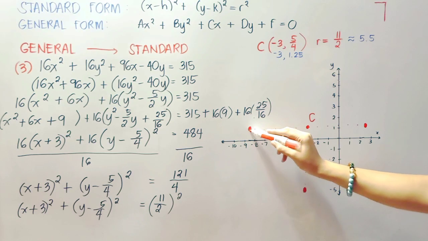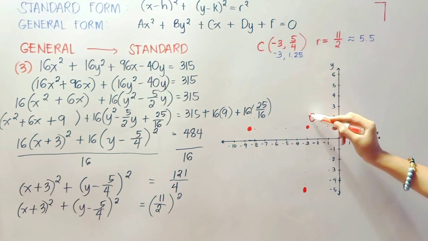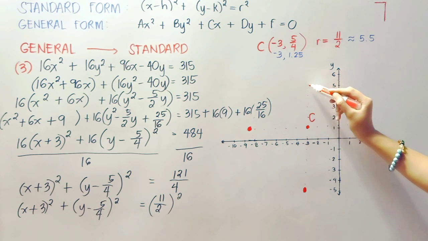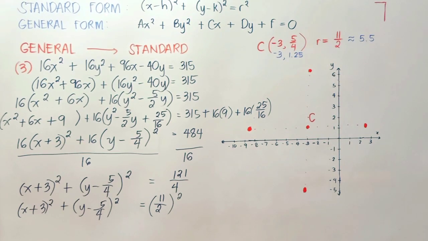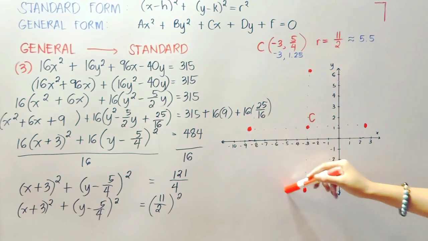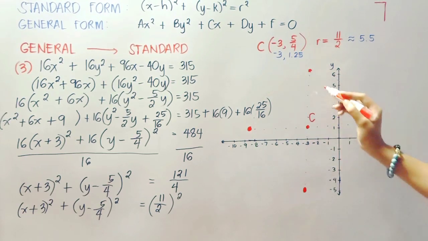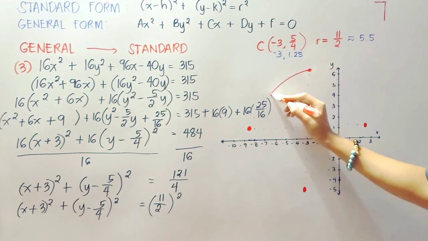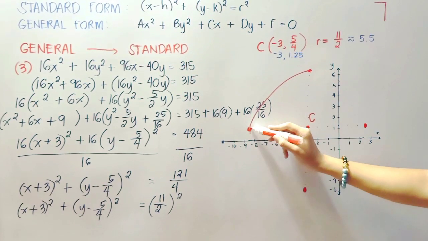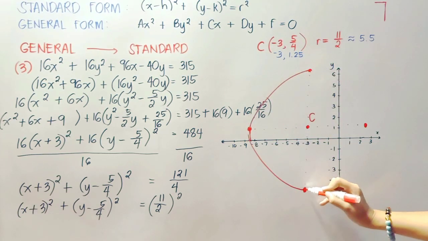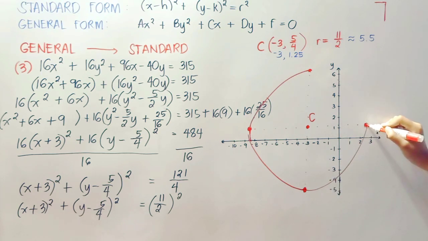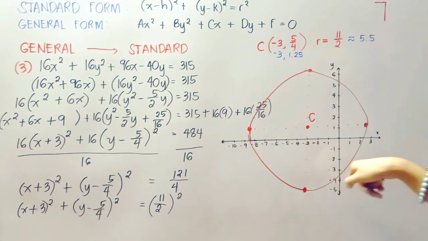-8.5, 1.25, and last one we have 1 2 3 4 5, so that is -3, 6.75. So we will have to make use of those dots to create our circle. Assuming that this is a perfect circle, so this is our graph.